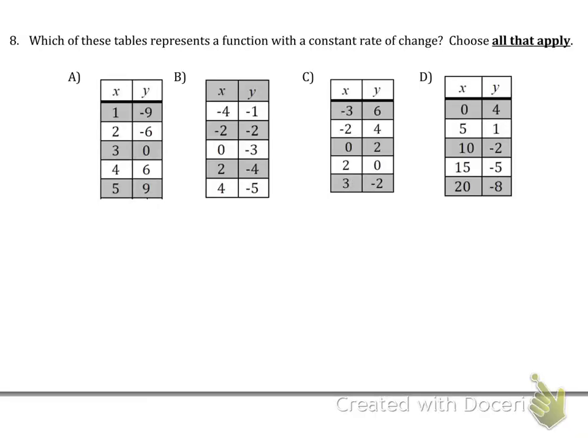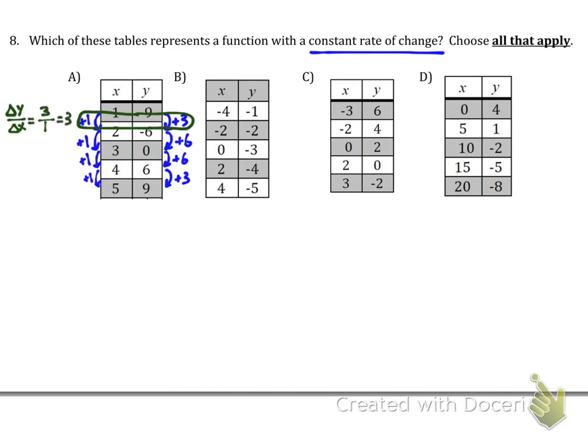Which of these tables represents a function with a constant rate of change? Choose all that apply. Right here, to find the rate of change, we do delta y over delta x. Now notice that some of these are changing, but that does not mean that it does not have a constant rate of change. We actually have to do the division. In fact, there are times when they trick us and the rate of change actually stays the same. So I'm going to divide delta y over delta x, 3 over 1. That's going to be 3. And if we look at the second set, 6 over 1 is 6, so that's not the same. So A does not have a constant rate of change.